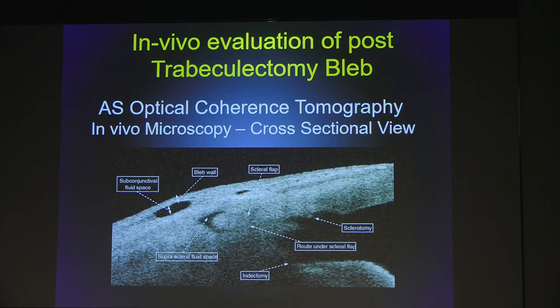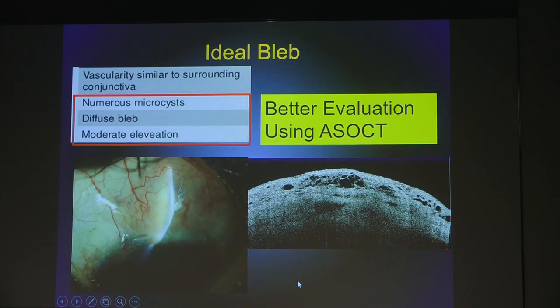This is a cross-sectional image of the bleb showing you a subconjunctival fluid space, bleb wall, then small cystic areas, anechoic areas. Then this is the suprascleral fluid space, route beneath, and the sclerostomy opening, how big or how small it is, and the iridectomy. There are other features also that I will describe later on. The ideal bleb should have a vascularity of the bleb similar to the surrounding conjunctiva, numerous microcysts, diffuse bleb, and moderate elevation. So the anterior segment imaging can show us all three features which are important for the good functioning of the bleb, except vascularity.